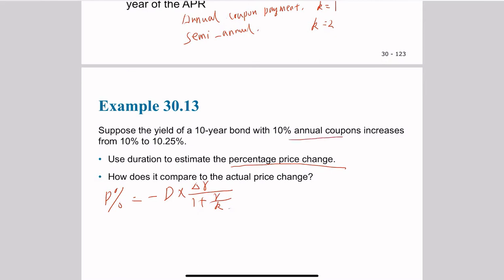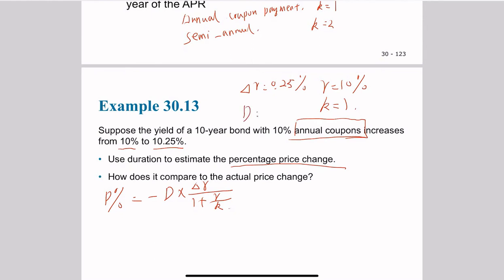Note here we have an annual coupon, so this implies K equals 1. And what is R? Well, R is just 10%. So here R is the initial interest rate. Note that you have two interest rates here, 10% and 10.25%. Don't use 10.25%. You should use the initial one, that is the 10%. Now, what is the change in the interest rate? Well, it's 0.25%.